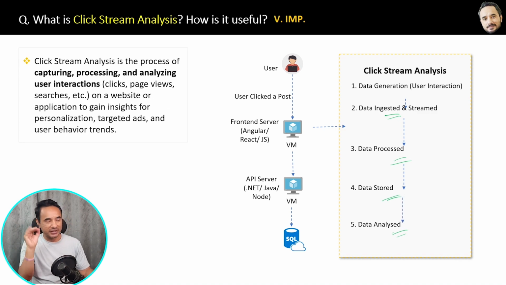Here is the definition. Click stream analysis is the process of capturing, processing and analyzing user interactions on a website or application to gain insight for personalization, targeted ads and user behavior trends. This definition is in the book. It's very clear to you, but I put it here so that later, if you want, you can revise it from the book with the help of the diagram and definition.